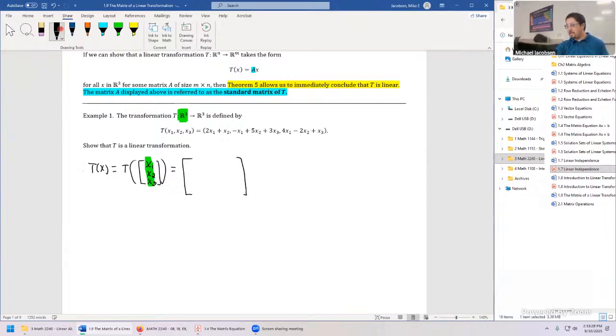I'm just going to put down first a column vector using all these entries. So 2x1 plus x2. Entry 2, we have to go carefully according to the commas: negative x1 plus 5x2 plus 3x3. And entry 3 is 4x1 minus 2x2 plus x3. Then that's the same transformation, just a different look at the new notation here as a column vector.